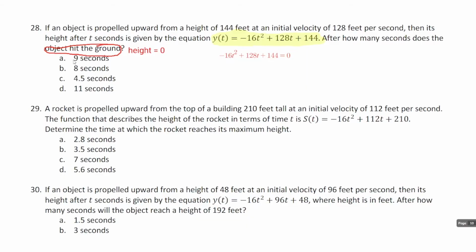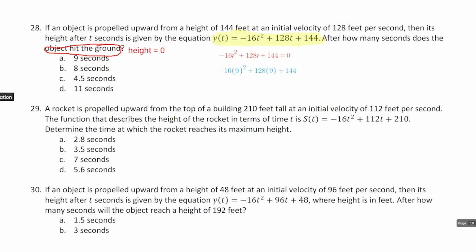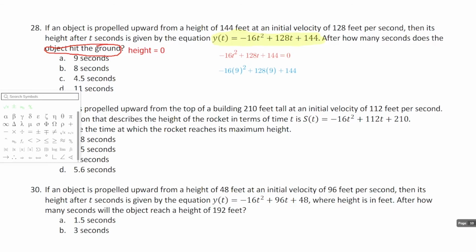So first we'll try 9 seconds. And so I'll just replace t with 9. So negative 16 times 9 squared plus 128 times 9 plus 144. I want to know what that equals. Hopefully it equals 0. We could be done, but if it doesn't, we'll try the next option.